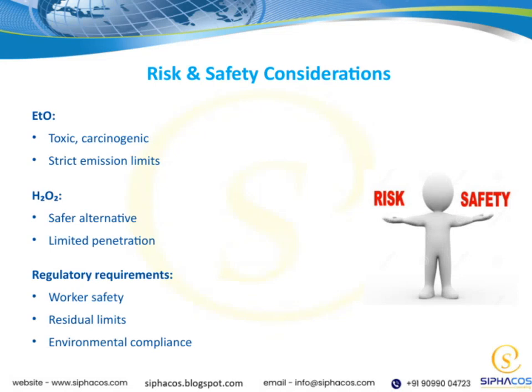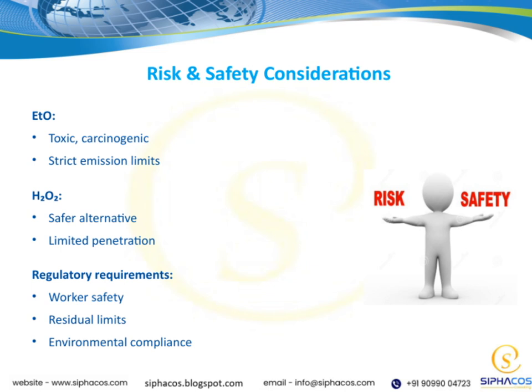Let's talk about some of the key risk and safety considerations when working with these sterilization methods. First, for ethylene oxide, or ETO, it's important to remember that it's toxic and carcinogenic. This means we need to handle it with extreme care to protect our health and safety. Because of its hazards, there are strict emission limits in place to control its release into the environment and minimize exposure.